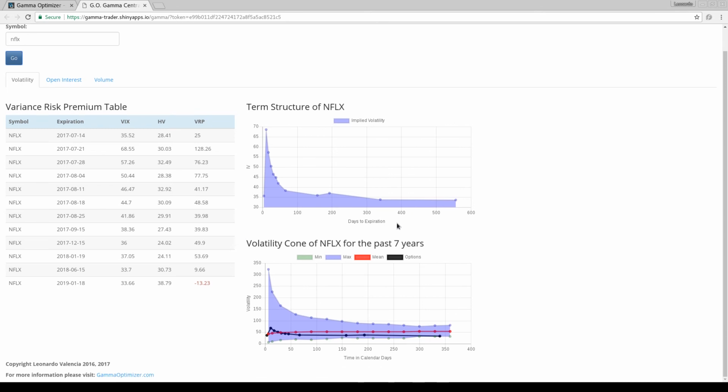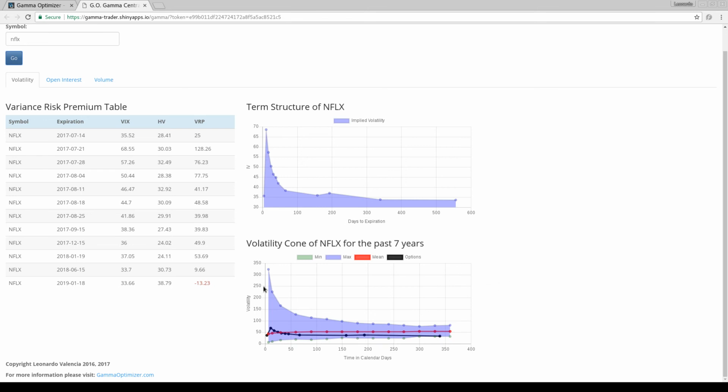Let's look at the volatility cone. The volatility cone and the variance risk premium are basically the same thing in different time scales. So the question is, how do I know if options are cheap or expensive? Do we have expensive options or cheap options right now? It's impossible to tell. The price of an option doesn't really tell you if the option is expensive or cheap. But if you use something like the volatility cone, you can get a great idea.